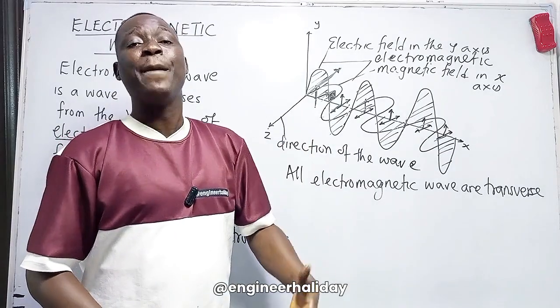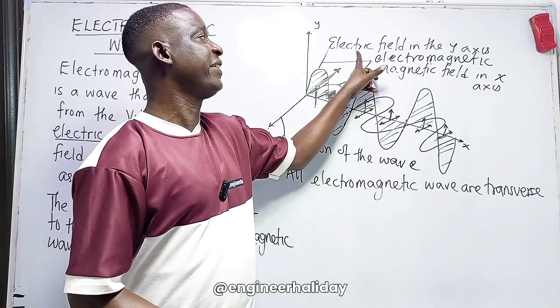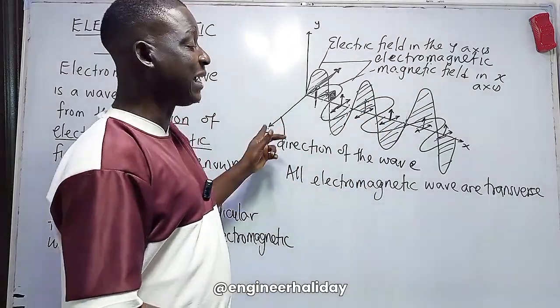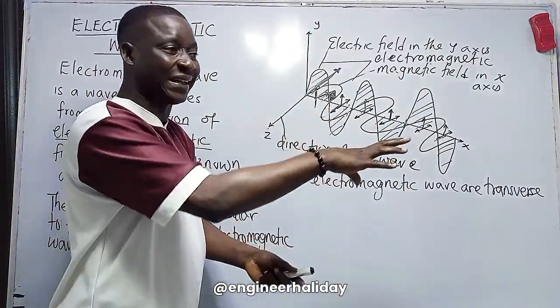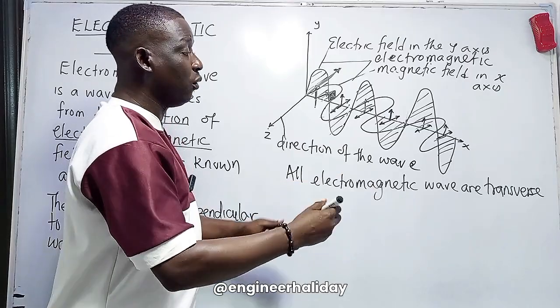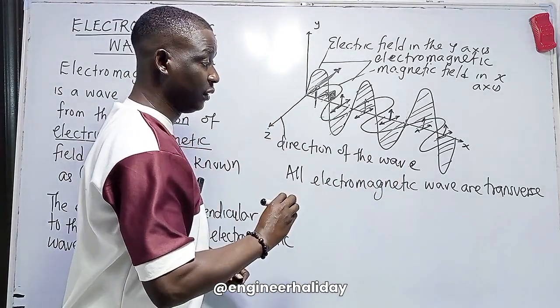Now, those vibrations are being controlled in this electromagnetic wave by electric and magnetic fields, while the direction of the wave is what determines the propagation of the wave. Don't forget, that is what determines the direction of the wave.